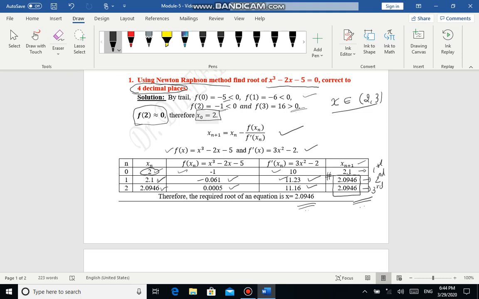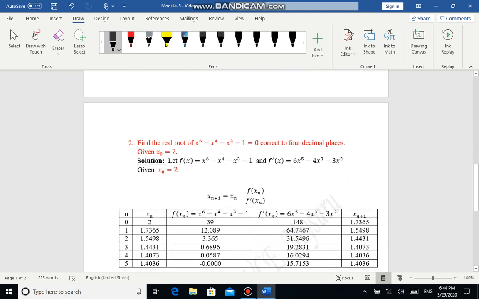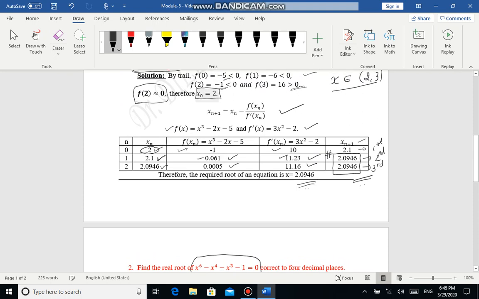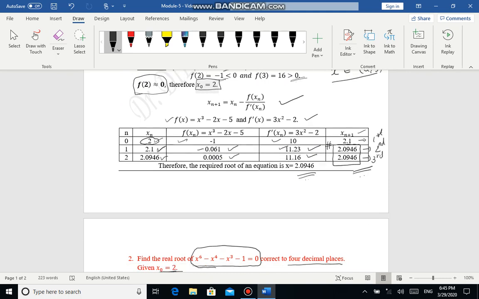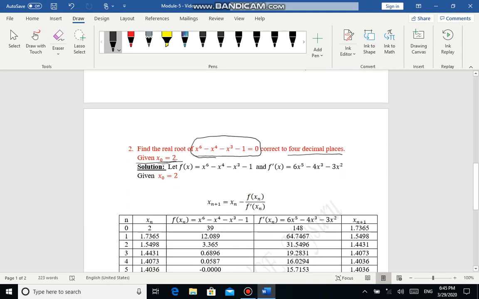Now we'll go for another example. Observe another equation here, x power 6 minus x power 4 minus x cube minus 1 is equal to 0, correct to 4 decimal places, given x naught is equal to 2. So the difference between this problem and the previous problem is, in the previous problem x naught is not given, we need to find that by trial method. But here x naught is given, so no need for a trial method, directly we can go for the formula. So consider the given equation as f of x and find its derivative, and consider the given x naught.